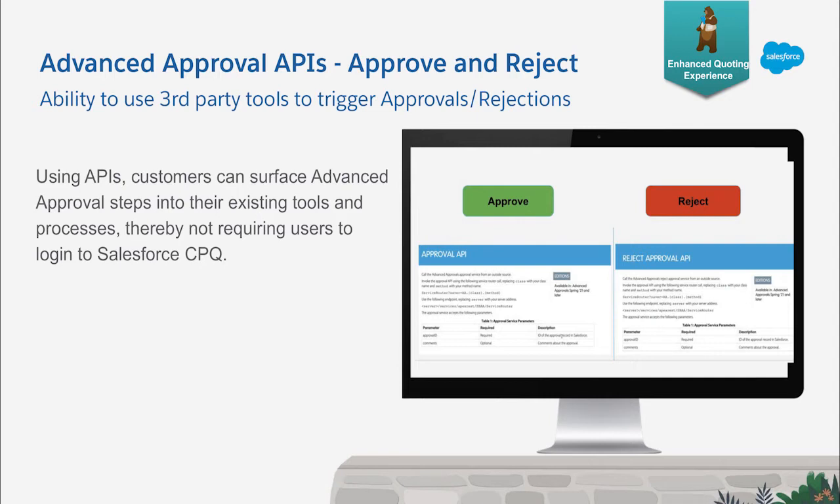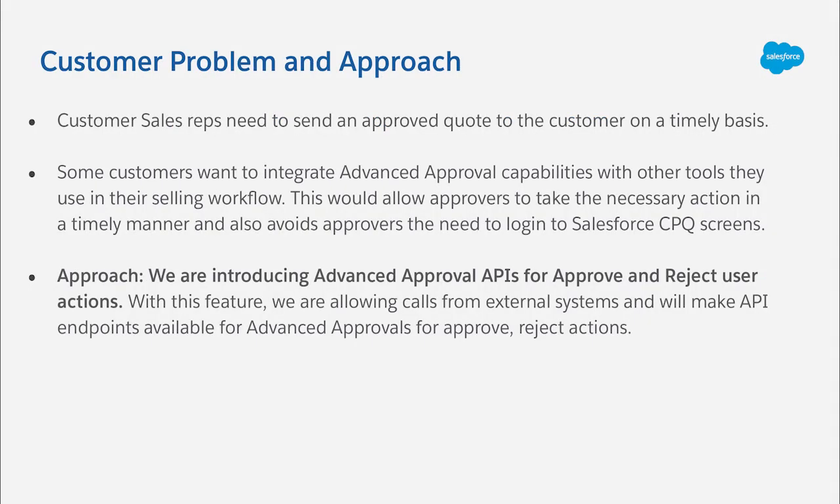Using APIs, customers can surface advanced approval steps into their existing tools and processes, thereby not requiring users to log into Salesforce CPQ. We are fully aware that delivering a quote on a timely basis is a critical step in the sales workflow. In order to ensure that the approvals on quotes can happen on a timely basis, some customers want to integrate advanced approval capabilities with other tools they use in their selling workflow.